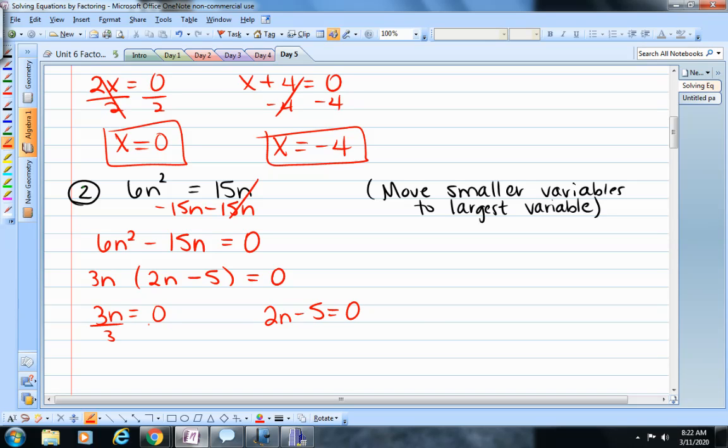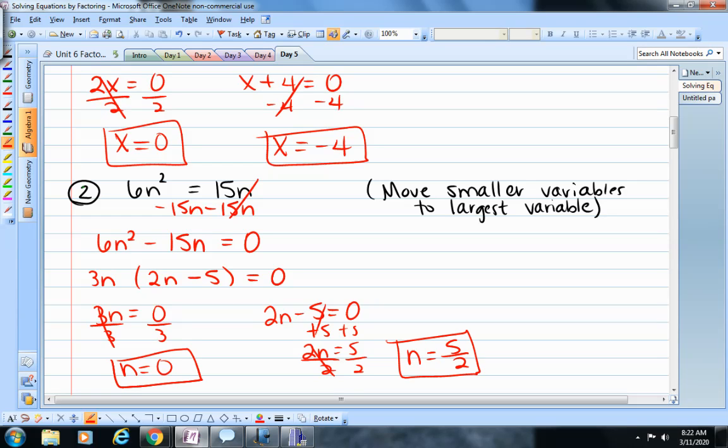So divide by 3. What's 0 divided by 3? 0. And how do we get 2n minus 5 equal to 0? How do I solve that for n? Add 5. So 2n equals 5 and divide by 2. So n equals 5 over 2. Leave it improper, but we know that's 2.5, don't we? So if we're checking that in our calculator, we should be crossing at the origin and at positive 2.5.